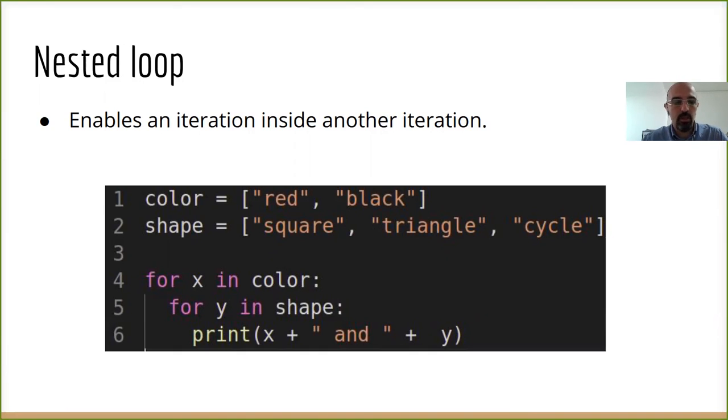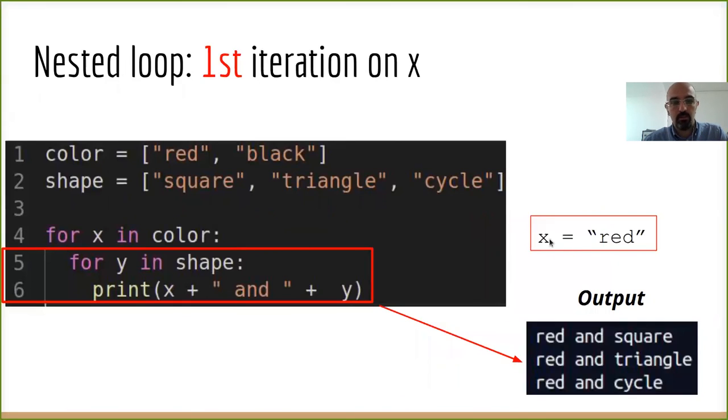For each element of the first set, so for each color, we will loop over the shapes. If we just print those values in the standard output, the first time X is red because it's the first element of the list, and for each element of this list, I'm expecting in the standard output the association between X and Y. So red and square, red and triangle, red and circle.